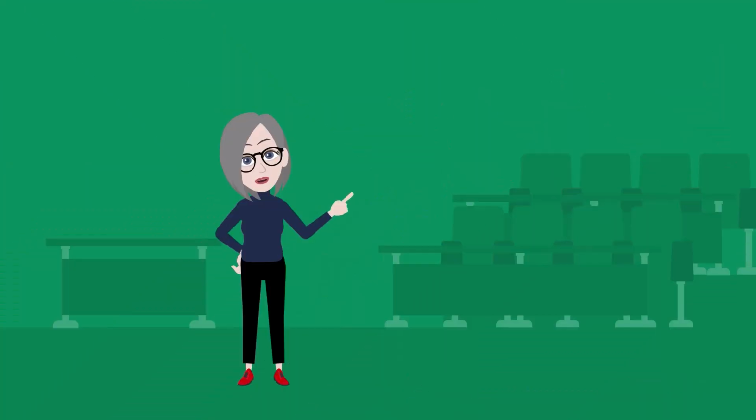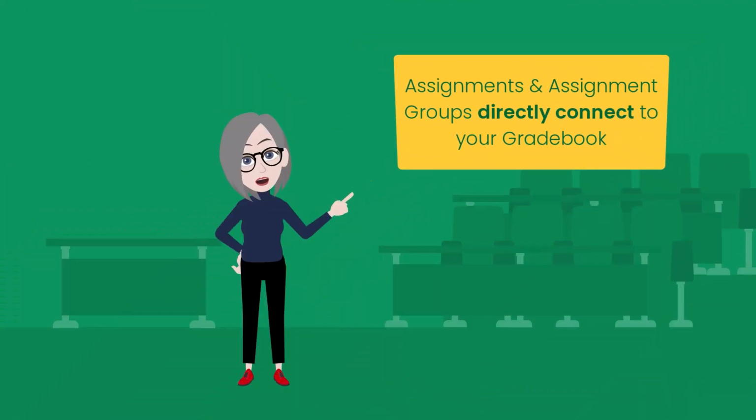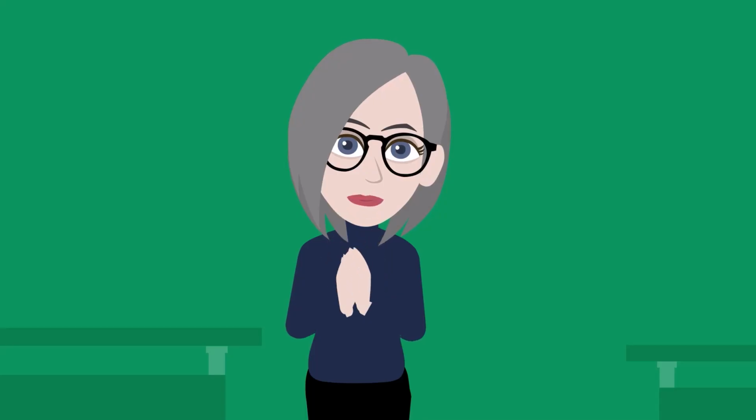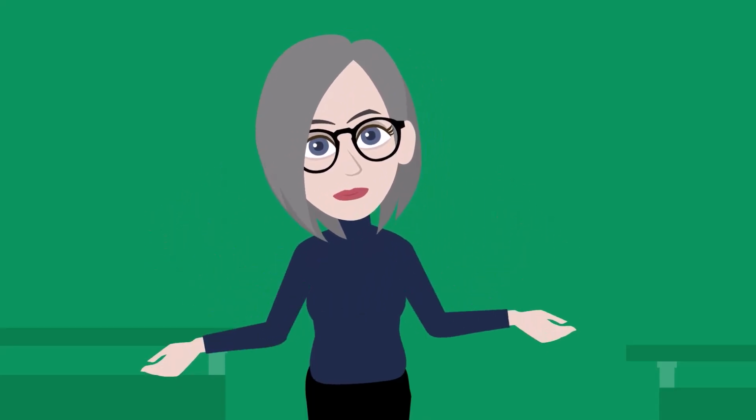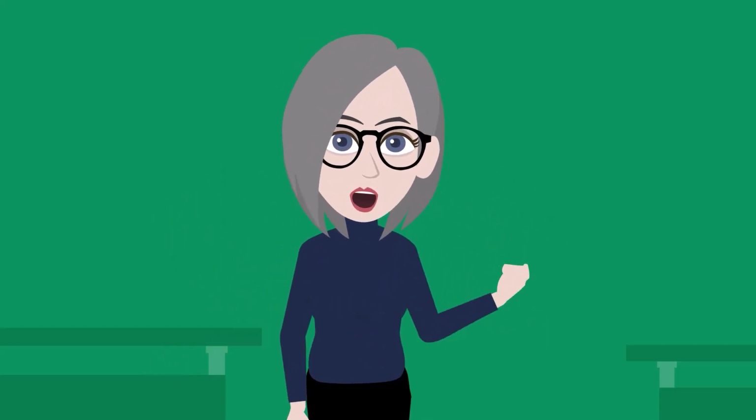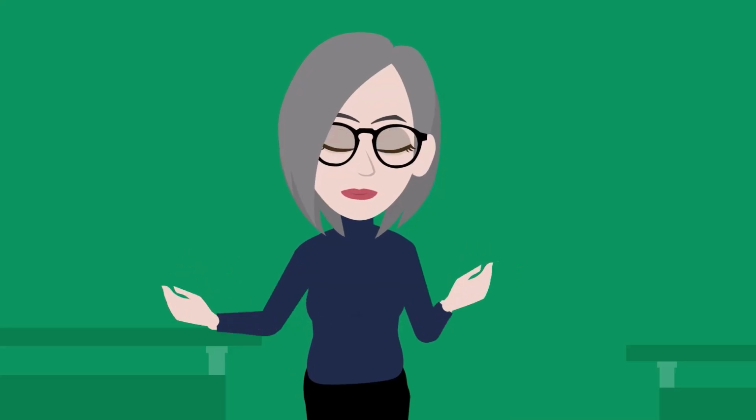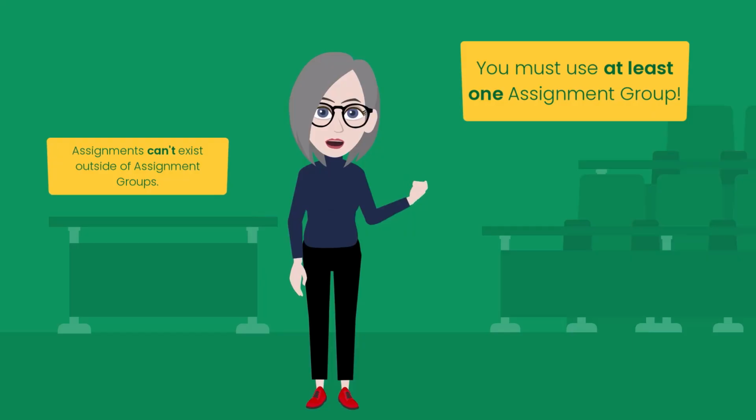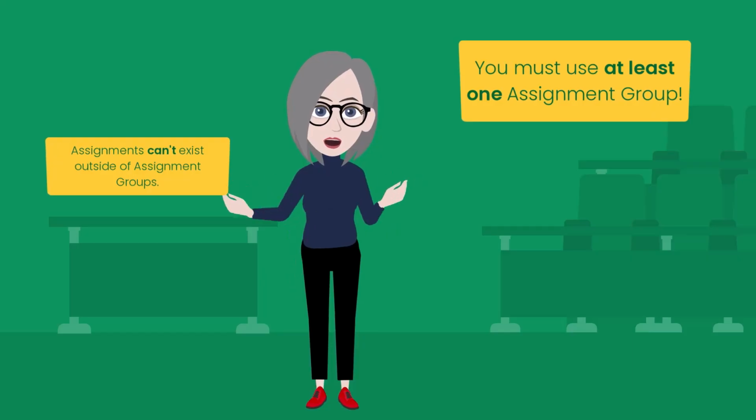The most important thing to keep in mind is that the assignments and assignment groups you use are directly connected to the gradebook. Any graded assignment has a gradebook column. If you want to add a gradebook column, you have to add an assignment. It's also essential to know that you must use at least one assignment group. An assignment cannot be free floating.